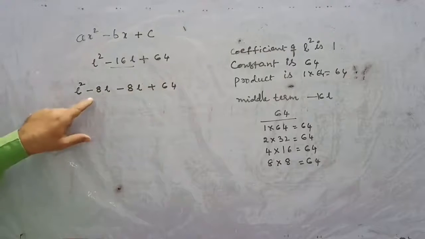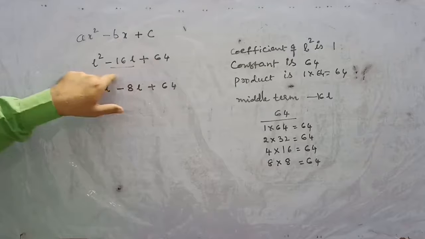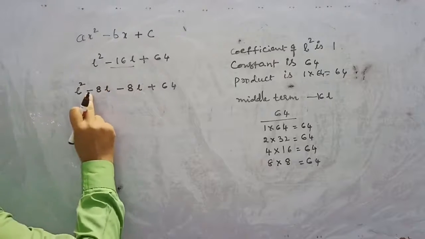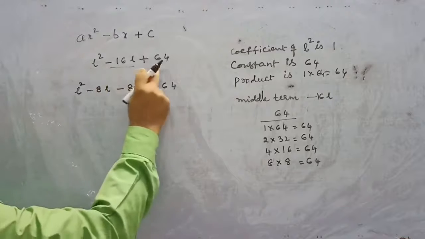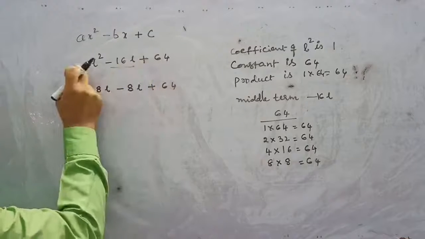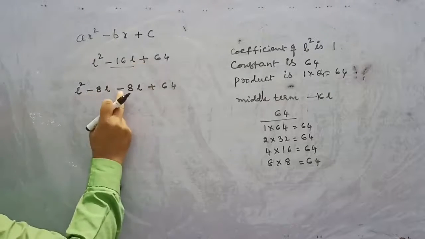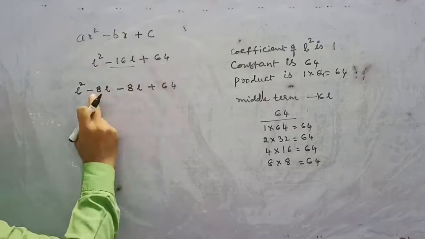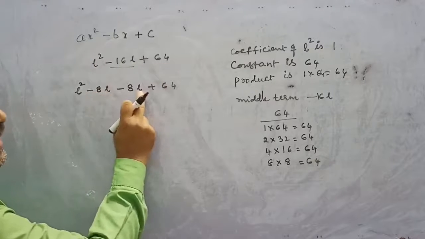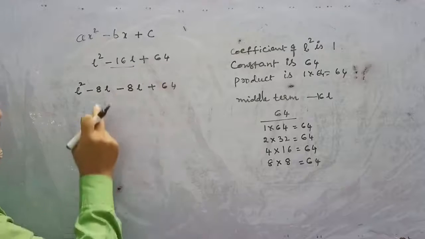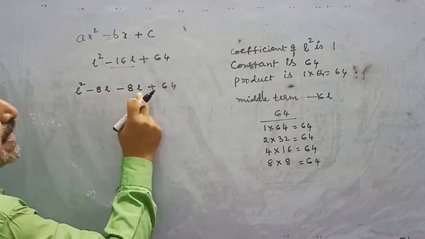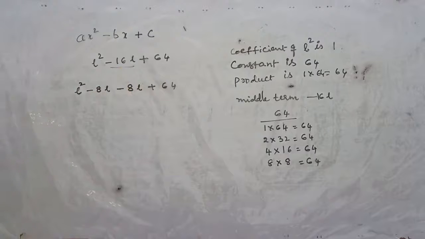Now see here, by using this splitting we get the total problem. First one, minus into minus is plus. Here L square symbol is plus and 64 symbol is plus. Therefore plus into plus is plus and minus into minus is plus. So L into L square, 8 8s are 64, minus 8L and minus 8L, minus 16L.